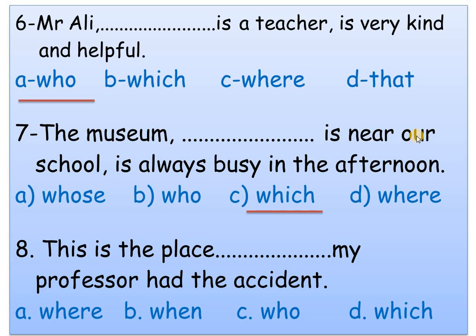In the case of describing the place, we use which, not where. The museum, which is near our school, is always busy. Which, because we don't do anything, we only describe the place. Number 8, this is a place. My professor has an excellent place. It is a written place, so the right answer is where.